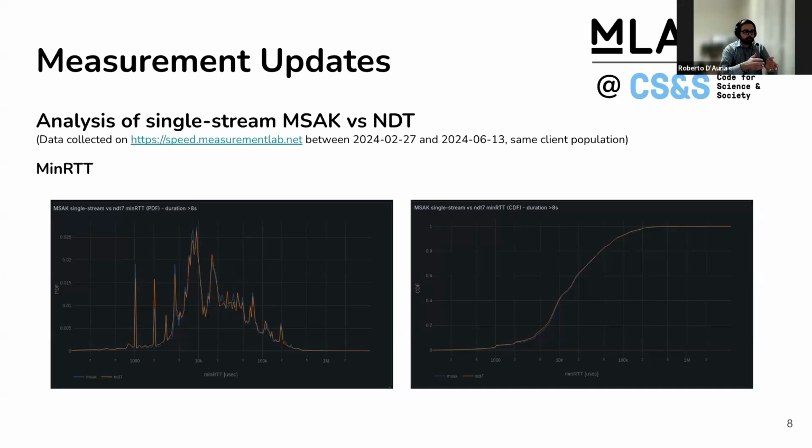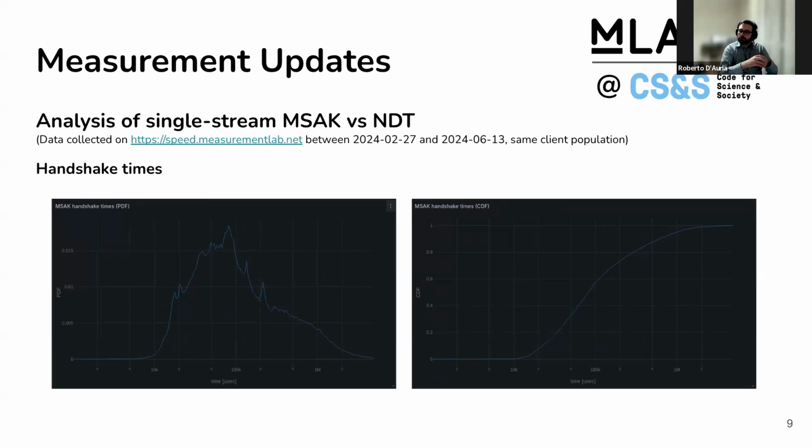Here you can see the same analysis with mean RTT data. As for the previous plots, blue is MSAC and orange is NDT7, and we use the same threshold for a minimum test duration of 8 seconds. Initially, this graph suffered from the same issue. Next slide.